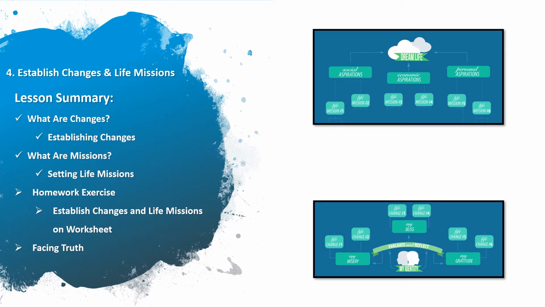Remember, your minimum level of fulfillment relies on your life missions. You need to maintain your life missions as a minimum, as a priority in order to scale up towards your dream life. So really think about 2 significant changes that are going to reduce misery, 2 significant changes that are going to increase bliss, and 2 significant changes that are going to strengthen gratitude, and then look at the results that you want from implementing those changes. Your homework exercise is to establish these changes and life missions, and the topic we explored today was facing truth.